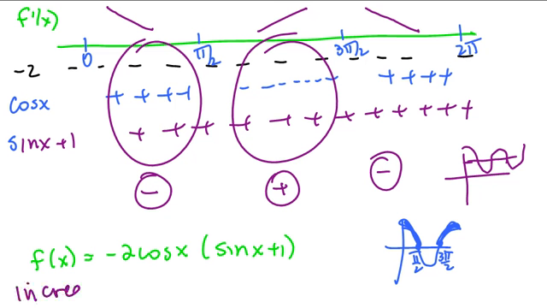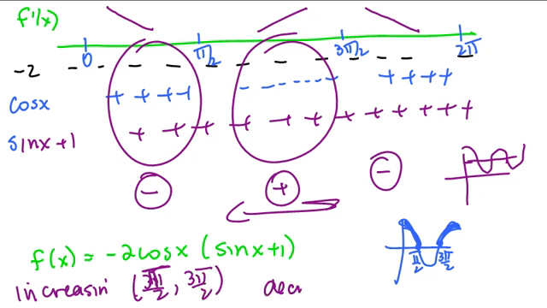So it's increasing between 0 and, sorry, that's not right. It's increasing in the middle piece there, between pi over 2 and 3 pi over 2. And it's decreasing between 0 and pi over 2, and between 3 pi over 2 and 2 pi. So that tells you a little bit as well where the max and min are.